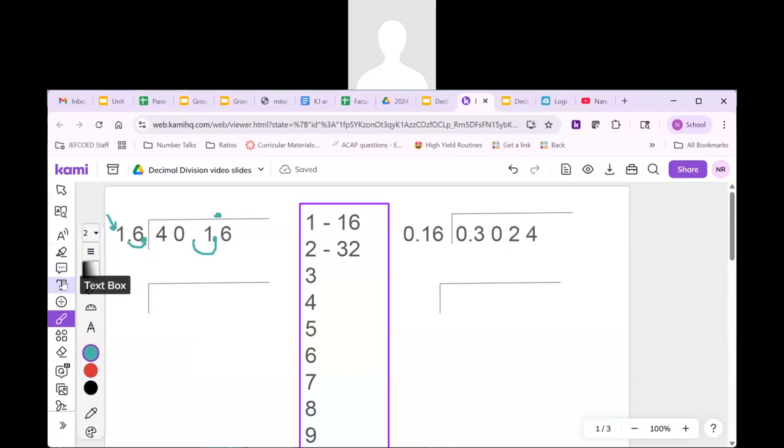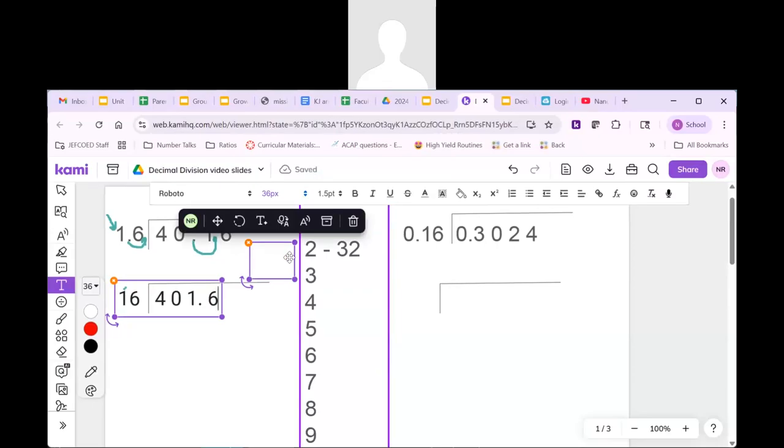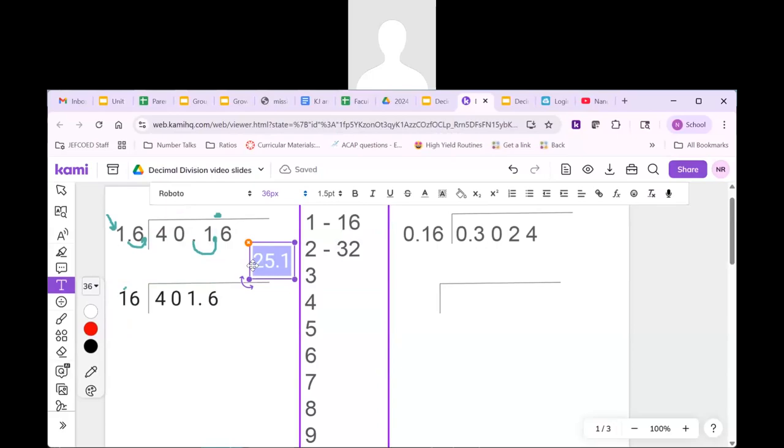Okay, I'm going to do this with a text box instead because it's just faster for me to do that. So this is 40. Notice, no decimal. It's a 1. Then my decimal. Then my 6. Okay? All right, so this was your new problem. If you were here to check the answer, I'm going to show it to you real quick. Here we go. The answer is 25.1.